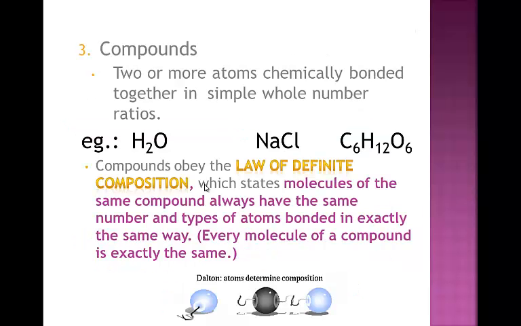Now the last huge group of molecules is compounds, and that's when there are 2 or more different kinds of atoms chemically bonded together in a simple whole number ratio. You can't have half of an atom, you can't have 3/4 of an atom, you have 1s and 2s and 5s. So examples of these are water, sodium chloride, and glucose, which is C6H12O6.